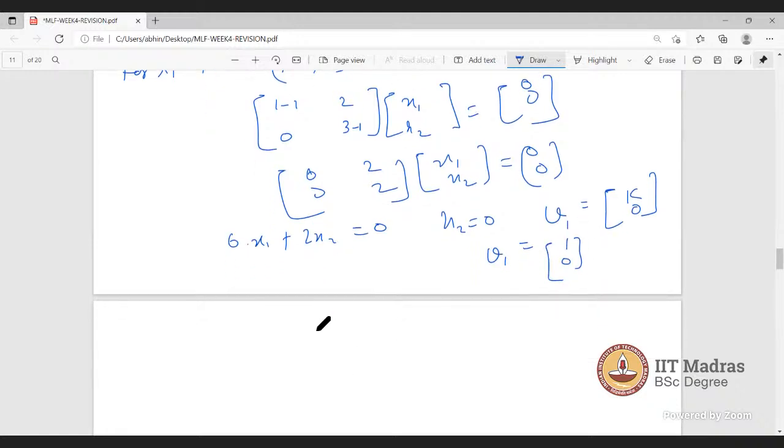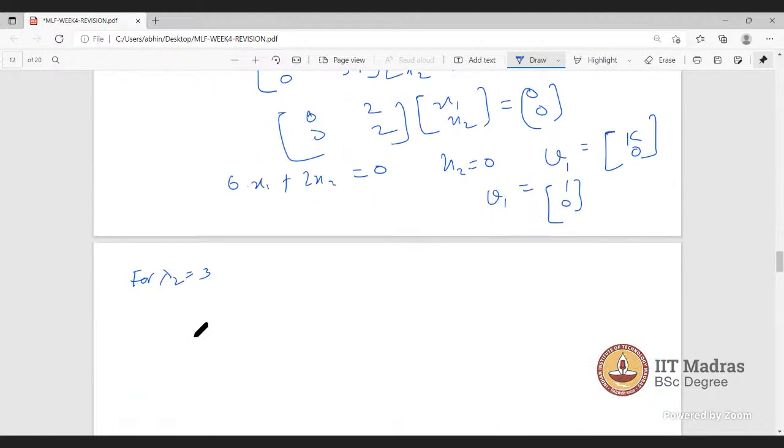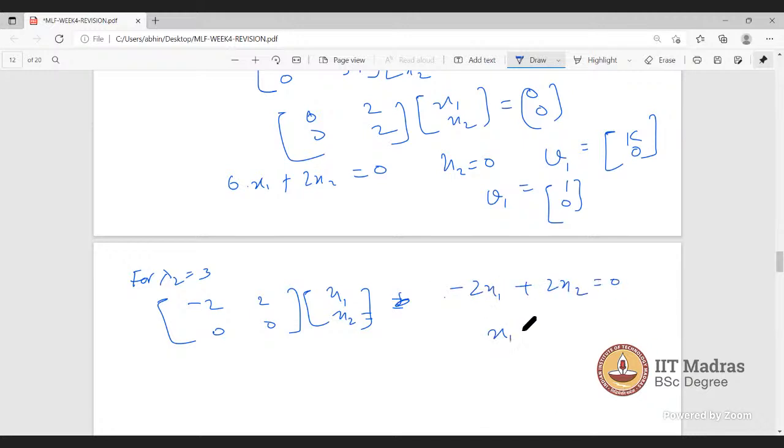Next, for lambda 2 equal to 3, the equation becomes the matrix minus 2, 2, 0, 0 times x1, x2 equal to 0, 0. So minus 2x1 plus 2x2 equal to 0, or x1 equal to x2. So v2 becomes 1, 1. Now how will I form S? S will be nothing but 1, 0, 1, 1.